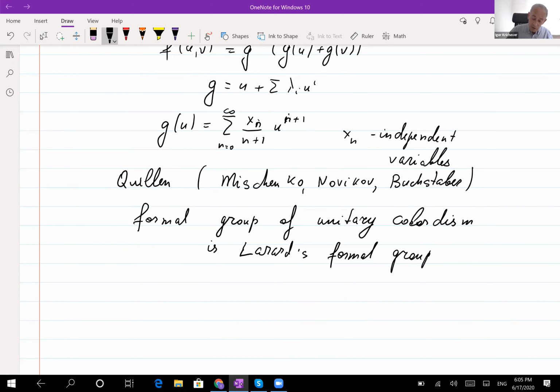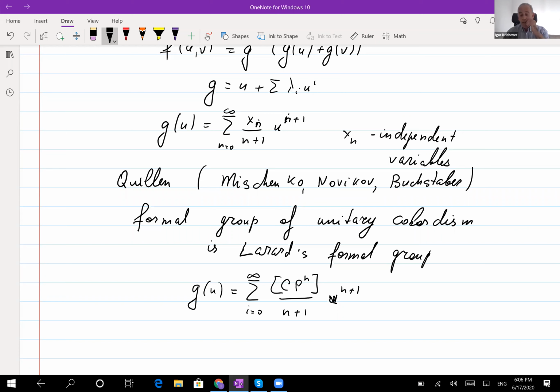Actually, Mishchenko proved that the logarithm for unitary cobordism theory looks like it is supposed to be for the Lazard theorem, namely it's the sum from n equals 0 to infinity of the cobordism class of CP^n over n plus 1, times u to the power n plus 1. Of course, there was a need to check that there are no more relations, so the ring of coefficients is not bigger than Lazard's ring, but that was completed by Quillen. But the starting point was the formula for the logarithm of the formal group of geometric cobordism.